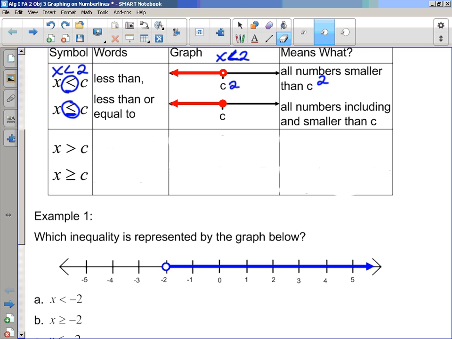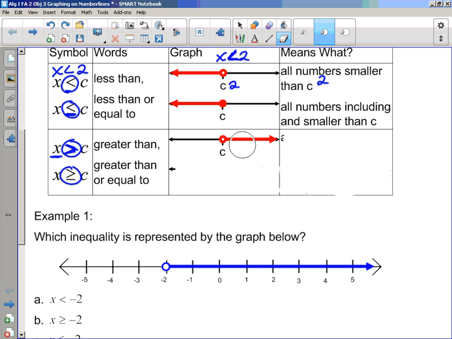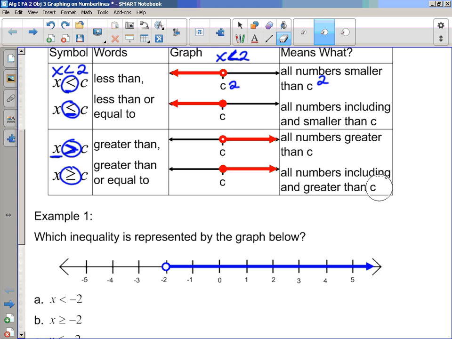Then here in this next row, I've got greater than, and I've got greater than or equal to. Again, when x is on the left-hand side, this symbol is pointing in the direction that you're supposed to go. So if it's greater than, since it doesn't have the bar underneath the symbol, it's an open circle, but it points to the right. And if I have greater than or equal to, it's filled in. So with this first number line, that means all numbers greater than c. Again, we're using c as just a generic number. And the second one is all numbers including and greater than c.